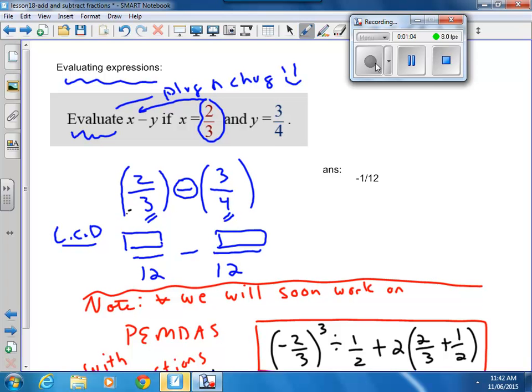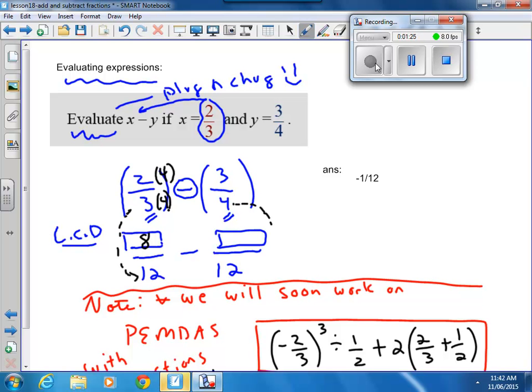Okay, think about it like this. How does 3 become 12? Times by 4, right? So whatever you do to the bottom, you better do to the top. So if you're going to multiply the denominator by 4, multiply the numerator by 4, you got 8. I'll say that again. You have to transform those fractions by multiplying by something, right?